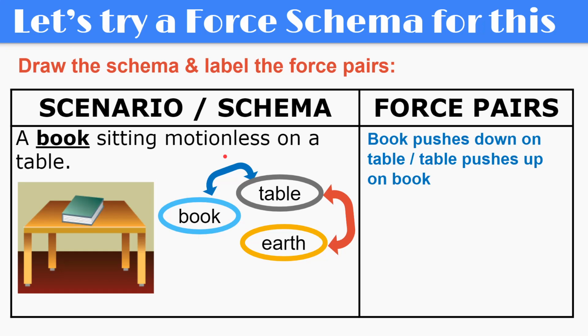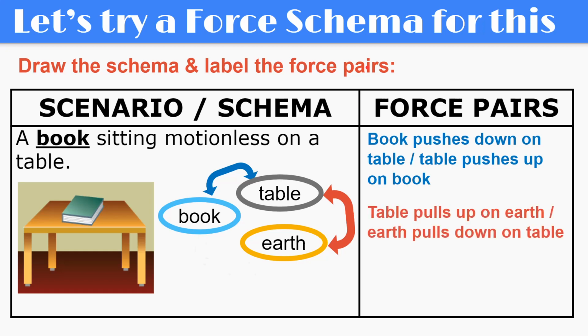I could also talk about the force pair that exists right here between the table and the earth. And I know that Earth's gravitational field is going to pull down on anything with mass. It pulls on you, it pulls on the table, it pulls on the book, it pulls on everything that is on or near Earth's surface, or in its vicinity. And so we have the earth pulls down on the table and the table pulls up on the earth. That is a force pair.